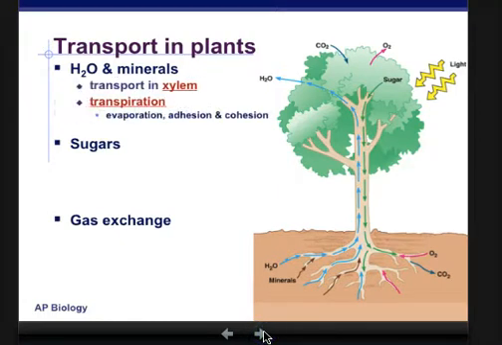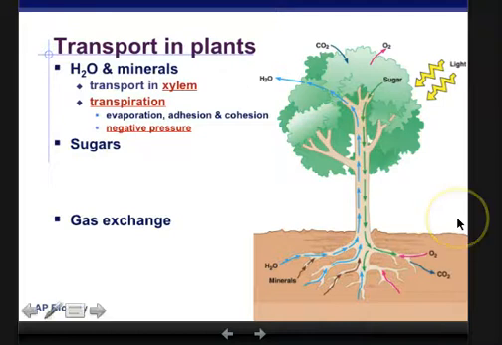This creates negative pressure. The negative pressure is also called tension, and the tension and negative pressure is created by the transpiration in the leaf that pulls the water up. That's a little bit complicated to understand, but just remember that it's about negative pressure or tension for the xylem, which is different than for the phloem.